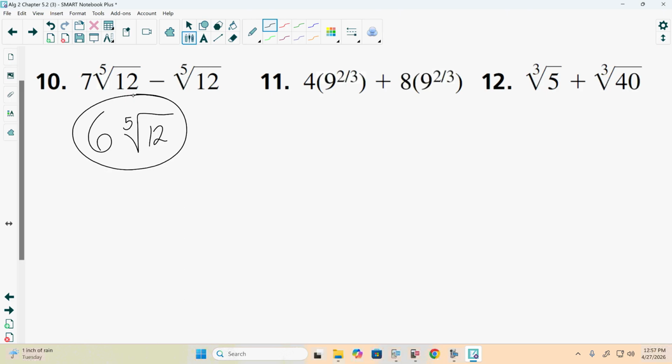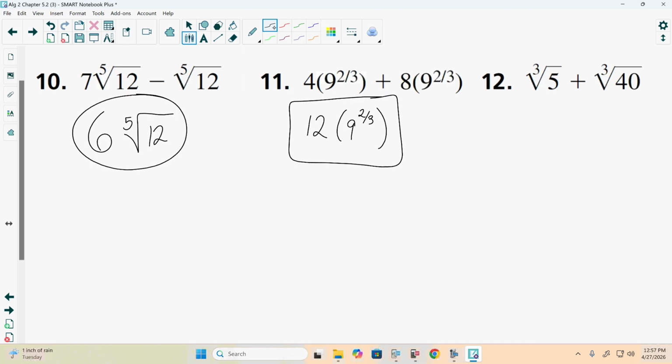4 times 9 to the 2/3 plus 8 times 9 to the 2/3 would be what? 12 times 9 to the 2/3. 4 plus 8 is 12. 9 to the 2/3, we could rewrite it as 3 squared, raised to the power of 2/3. Multiplying the powers, 2 times 2/3 would be 4/3, telling us that we have 3 to the 4/3. But 3 to the 4/3 does not reduce nicely, neither does 9 to the 2/3, so they are equivalent statements.